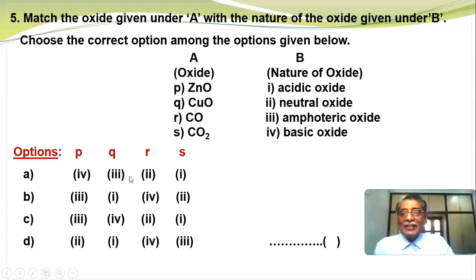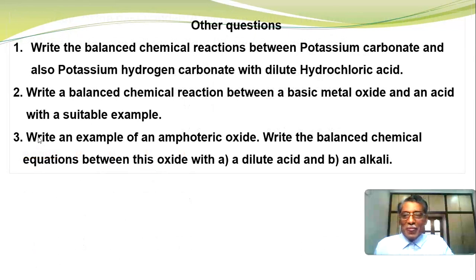Option A, 4, 3, 2, 1. That is against P, Q, R, S matching. Option B, 3, 1, 4, 2. Option C, 3, 4, 2, 1. Option D, 2, 1, 4, 3. So, among A, B, C, D, you have to choose the right option.